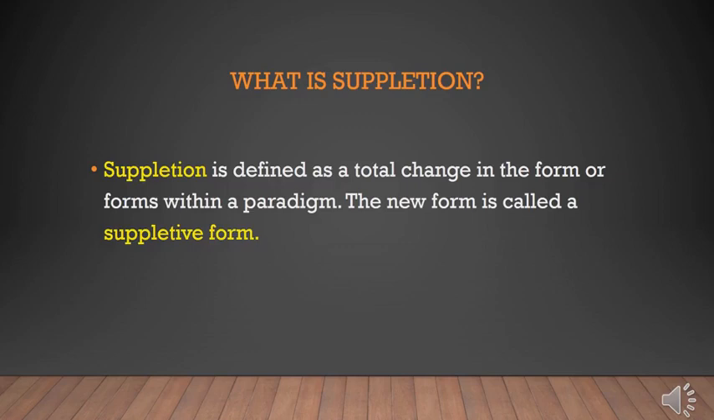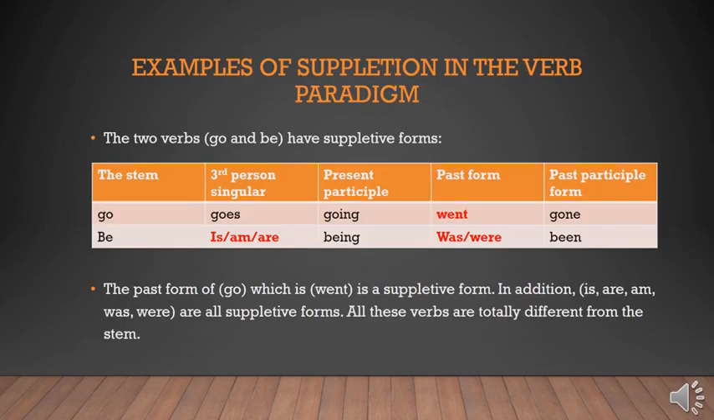This lecture is going to be about suppletion, a new grammatical term. It means a total change in the form or forms within a paradigm. So we have a total change in one of the forms or more than one of the forms in the paradigm. The new form is called a suppletive form. Let's consider the verb paradigm and the suppletive forms in the verb paradigm. In fact, we have only two verbs in English that have suppletive forms.